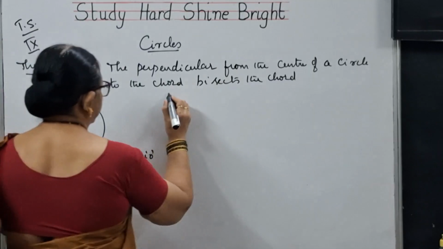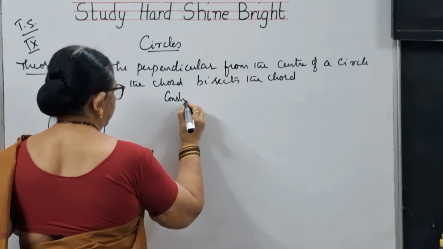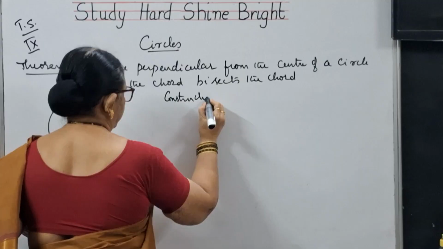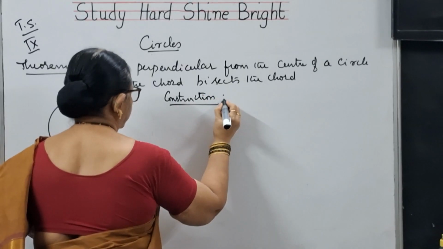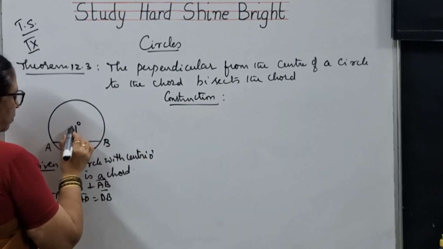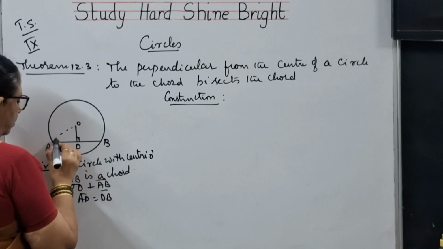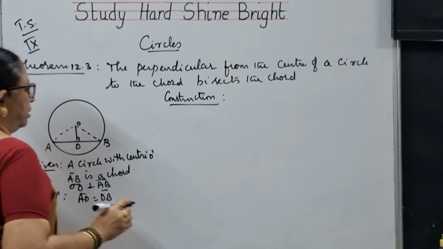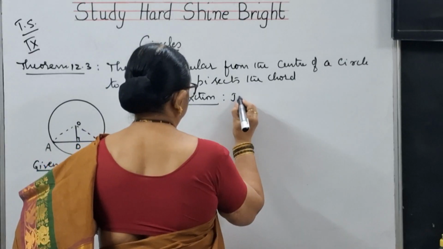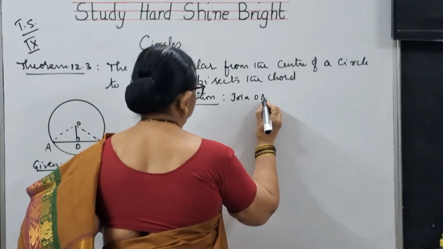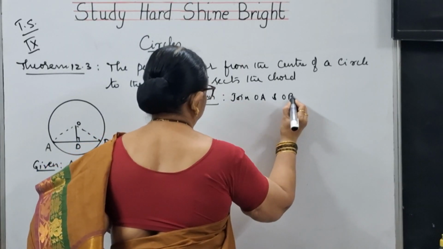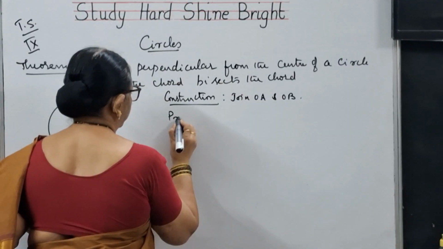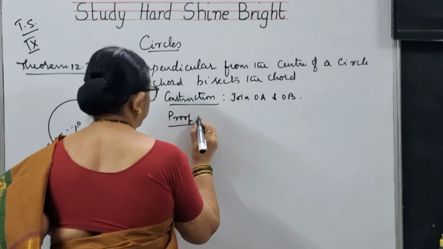Now, there is a construction here, children. What is this construction? You have to join OA and OB. Now, let us go to the proof.